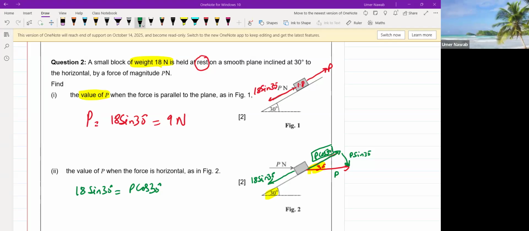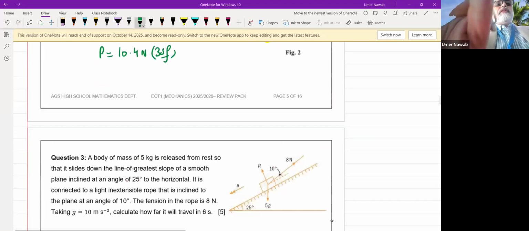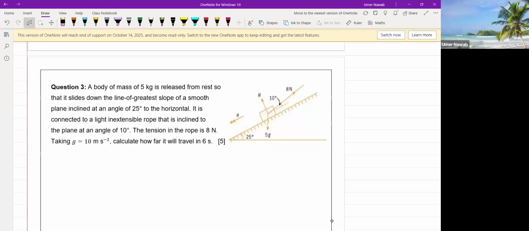10.4 Newton is the value of P we found to three significant figures, or you can keep it in the other form as well.